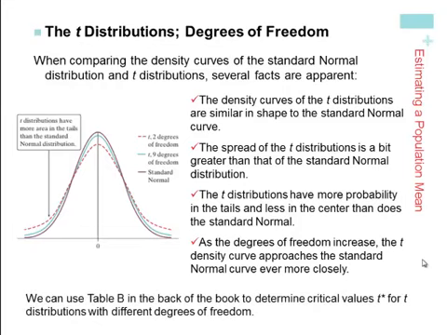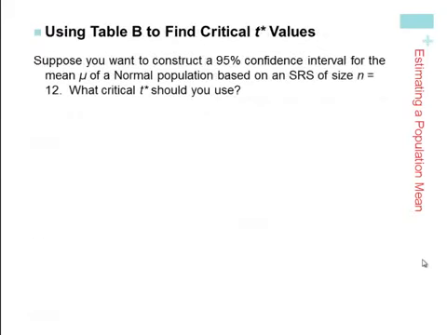We can use Table B in the back of the book to determine what are called critical values, t star, for the t-distribution with different degrees of freedom. Let's look at an example. Suppose you want to construct a 95% confidence interval for the mean mu of a normal population based on a simple random sample of size 12. And I want to find the t critical value.